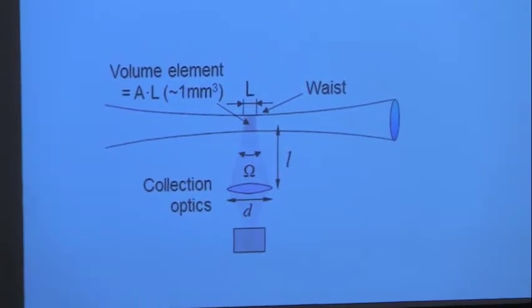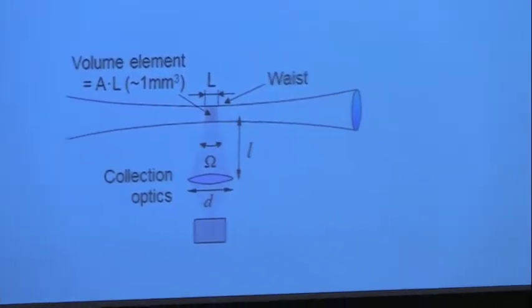So how do you deal with that problem? Well, you just send in more photons. Send in more and more photons so that you get enough out. And we'll see that it doesn't take that much power to make this work.